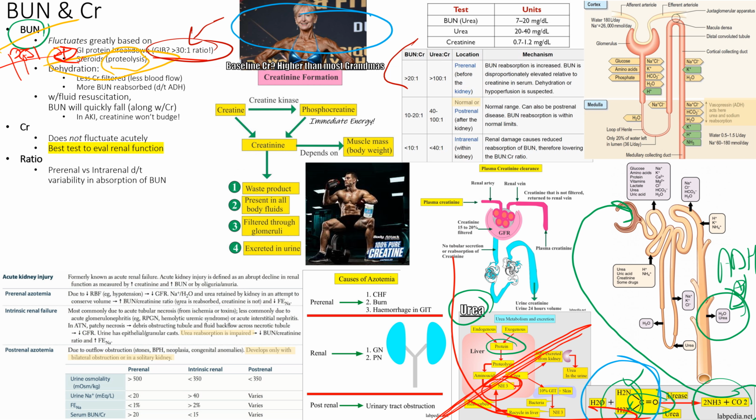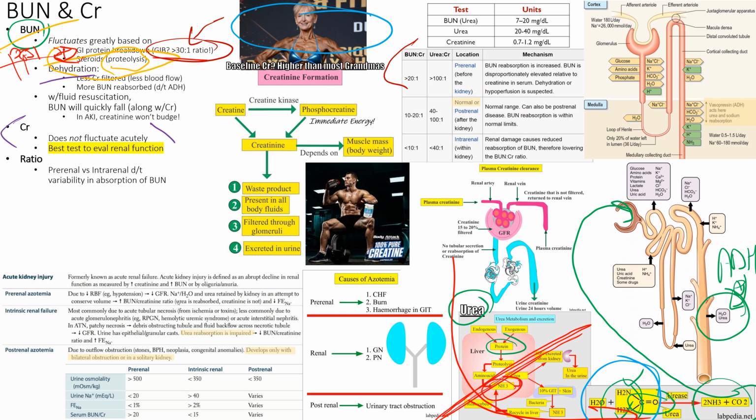It'll also go up with dehydration, right? Dehydration just concentrates everything in the serum. So your BUN will go up, and your creatinine will go up as well, and your sodium will go up. And when you start giving fluids, that will restore, and your numbers will come back to normal, or at least back to their baseline, right?